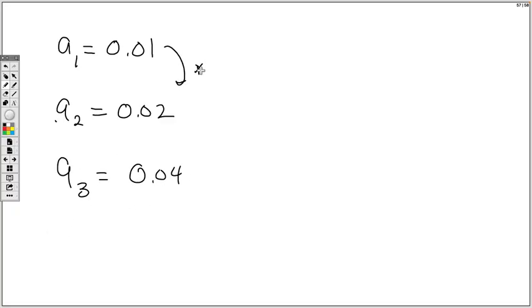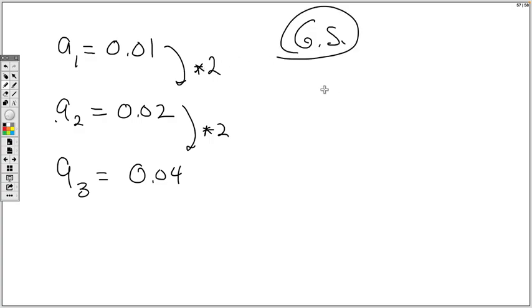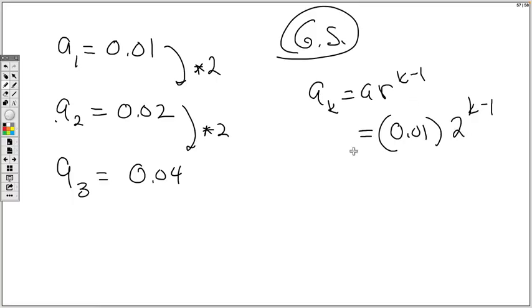It tells you every day you're doing what? You're doubling, right? So this is an honest-to-goodness geometric sequence here. A sub k equals AR to the k minus 1. The A here is how much you started with, which in this case is what? 0.01. And what's the common ratio? How are we going from one to the next? We're always multiplying by 2. So 2 to the k minus 1. So that's our A sub k.